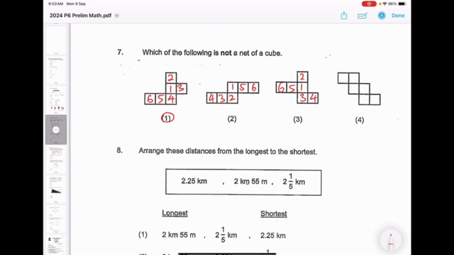Alright, moving on to option number 4. I've got 1, 2, 3, 4, 5, and 6 again. Having 1 at the bottom, 2 will be in front, 3 at the side, 4 will be right beside 1 on the left, 5 being behind, and 6 capping it up at the top. Alright, so 4 will also be a cube. So number 1 is your answer for question number 7.